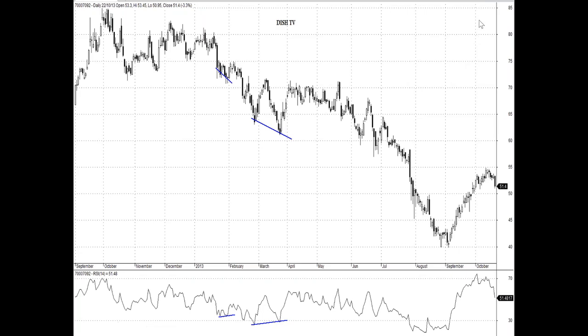Dish TV, same thing. You see a bullish divergence, but it does not mean a trend has changed. So price action is more important than the indicator action.